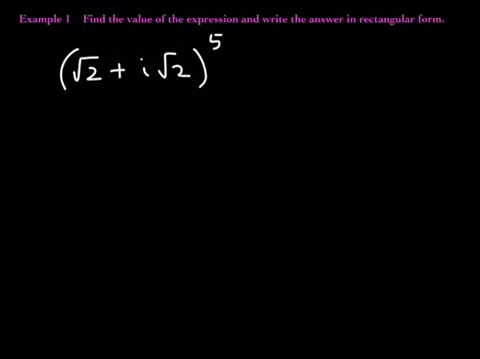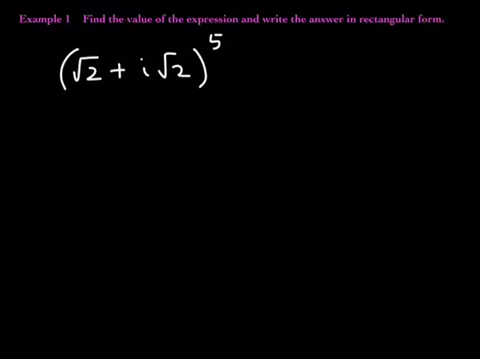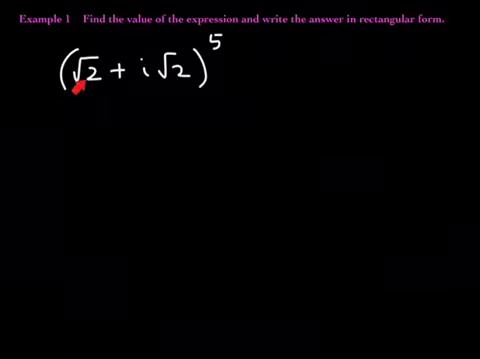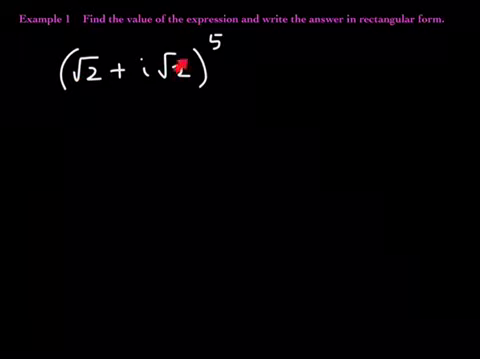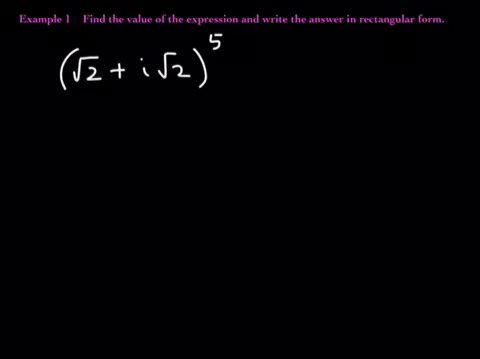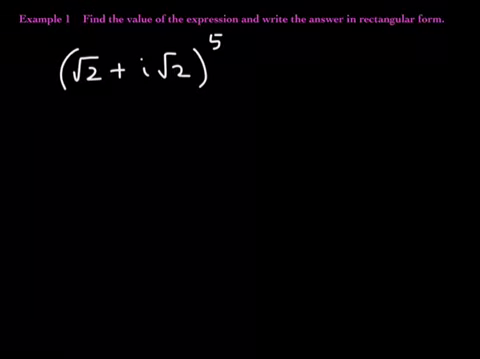Example 1. Find the value of this expression and write the answer in rectangular form. Now, if I wrote this out traditionally, if I just evaluated it like this, then it'd be root 2 plus i root 2 times root 2 plus i root 2 times root 2 plus i root 2 times root 2 plus i root 2 times root 2 plus i root 2, so 5 times, right? And then FOIL the mess out of it. And it would just take me so long.